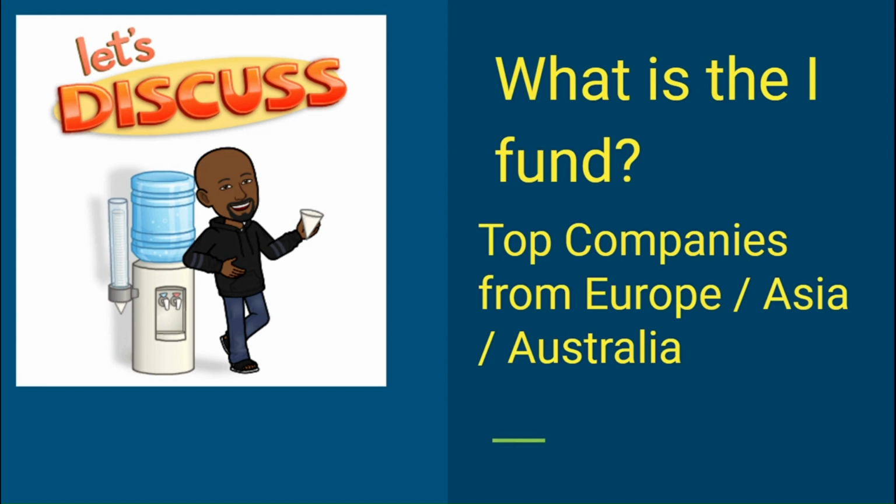Essentially, it is 16 companies that are the top companies in Europe and 5 companies which are the top companies in Asia and Australia. This is your exposure to the international world of business. Looking to see what the I fund actually offers you, because it is a high risk fund, but it can give you some really good returns when it is on a bull run or going up.